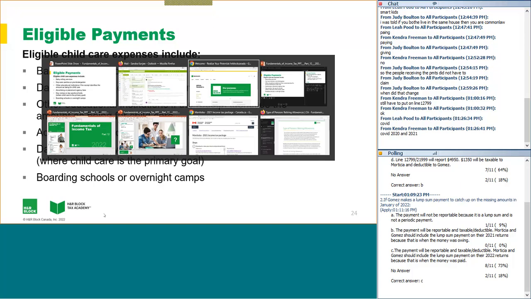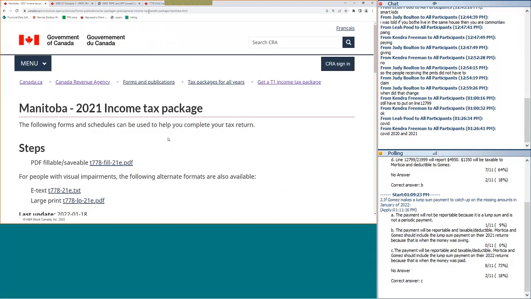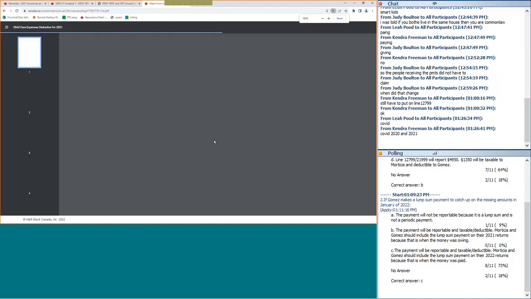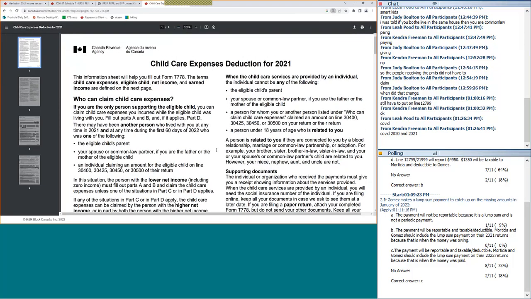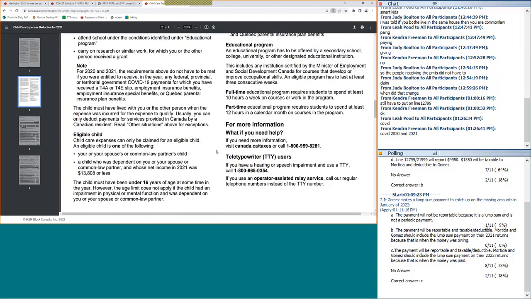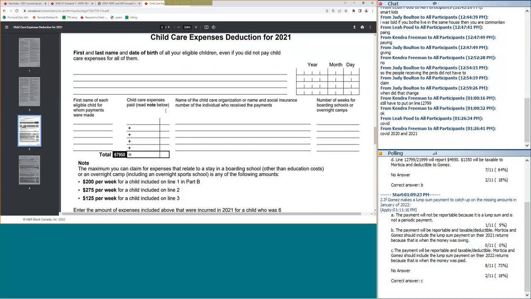I'm going to show you the T1178 while I'm doing this because I actually think it might be helpful to see it as we go through the sections. I'm going to open one up here, and we're going to talk about what we've already talked about, which is list the children first. So you're going to put all the children here, and again, it's really important to make sure you include all eligible children, even if you didn't have child care expenses for that child in the year. Put them on the list anyway, and I'll show you why in a minute.